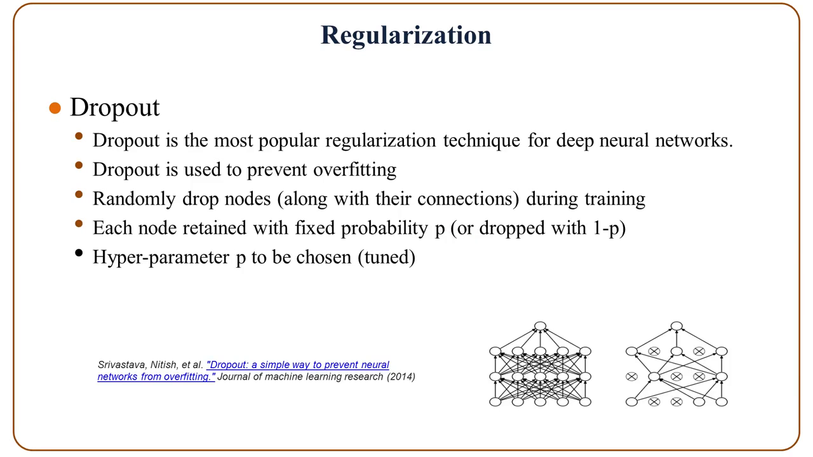Dropout is another, and the most popular, regularization technique for deep neural networks. It is used to prevent overfitting, basically by dropping nodes, also connections, during training. Each node is retained with a fixed probability p, or dropped with probability 1 minus p. So here p is the hyperparameter to be chosen.